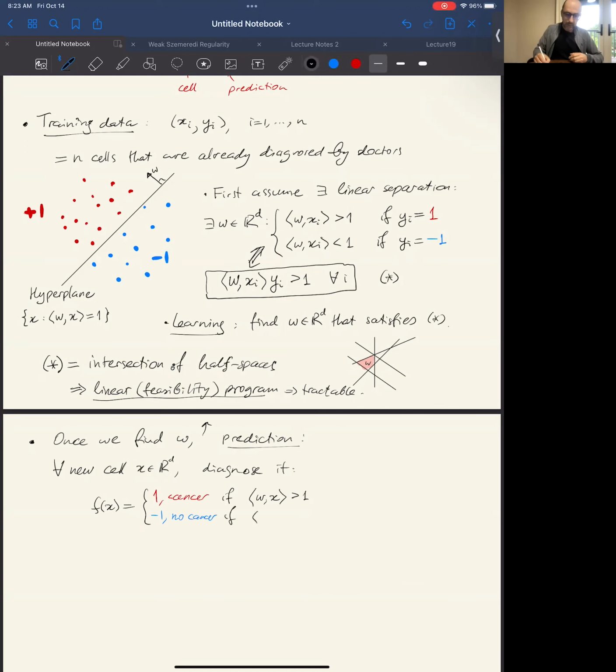if Wx is less than 1. Okay, that's our machine. Maybe let's write this compactly again in one equation. We look at Wx, we compare it with 1, and then we take the sign of that. So sign of this. Perfect. Our machine is built. That's it.